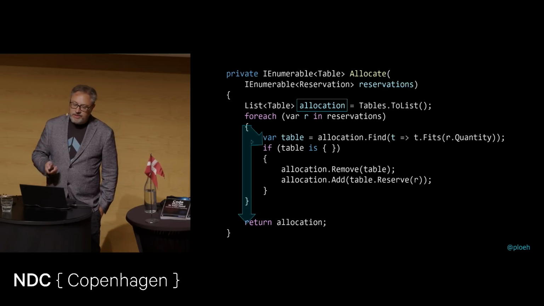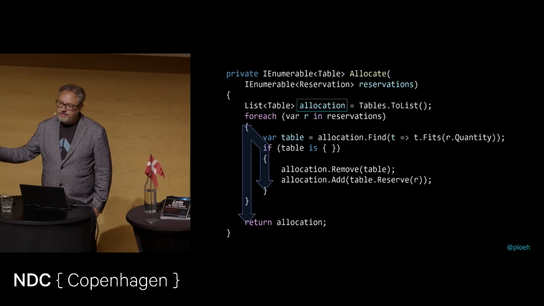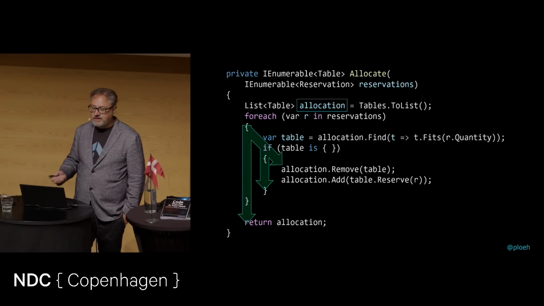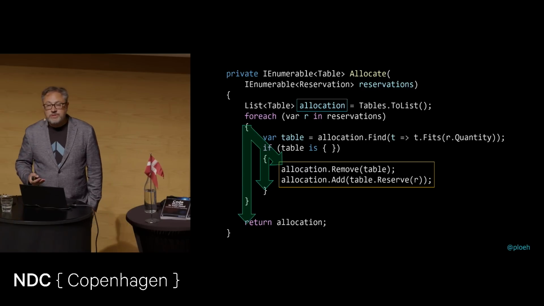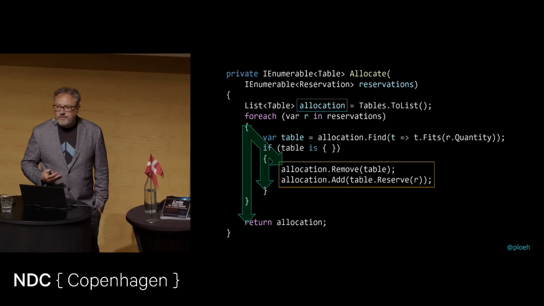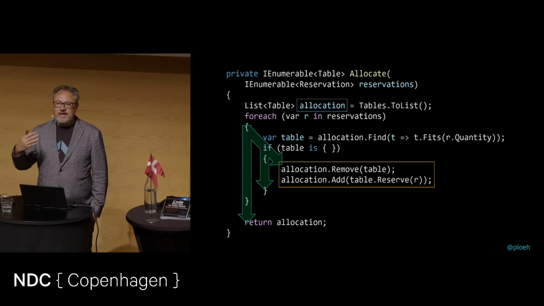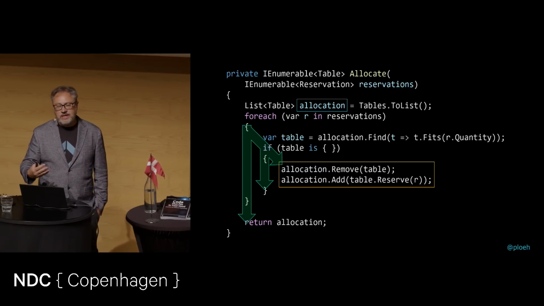So table may be null. In that case, we're still going to fall through and we're not going to execute what happens inside of that indented code. But if we find a table, we're going to start mutating and changing the state of that allocation. So in this case, it's fairly easy to keep track of what's going to happen because we remove a table, but then we add it back together with some different states inside of it.